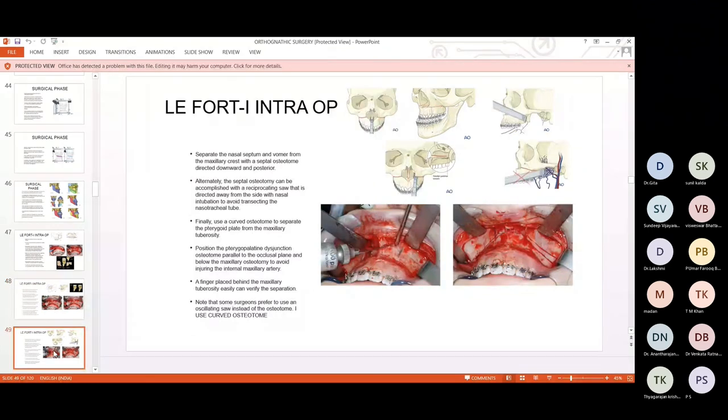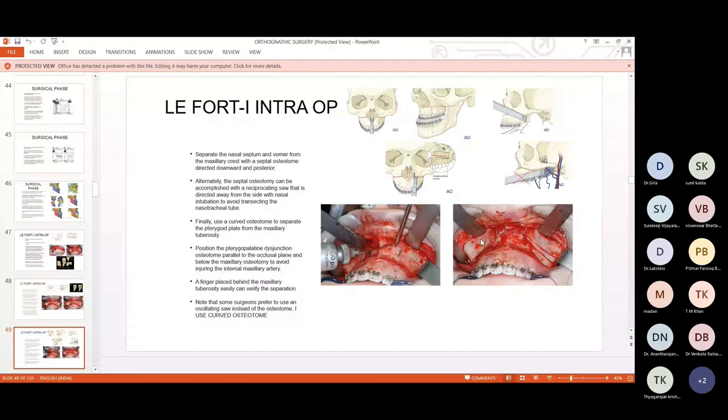The third thing is separating the nasal septum, that is the nasal septum being separated, as well as the piriform aperture being released from the nasal mucosa there. So the septal osteotomy can be accomplished with a reciprocating saw or a guarded saw. So use a curved osteotome to separate the pterygoid plate from the maxillary junction from the posterior aspect.